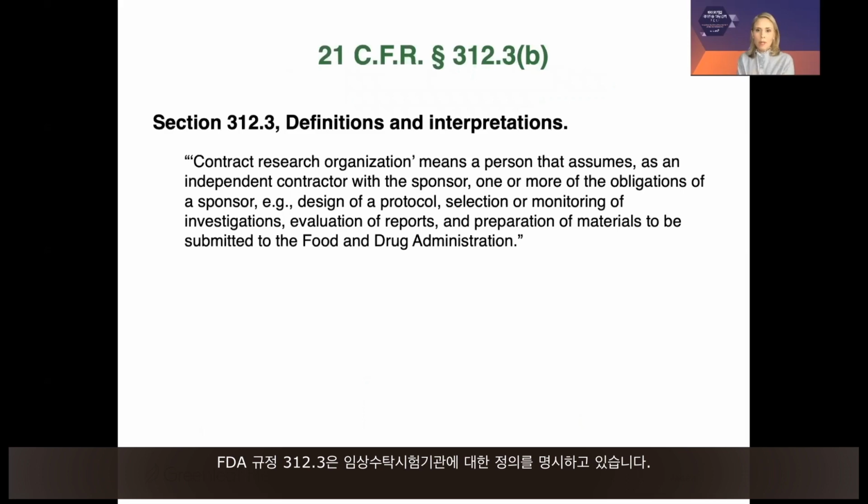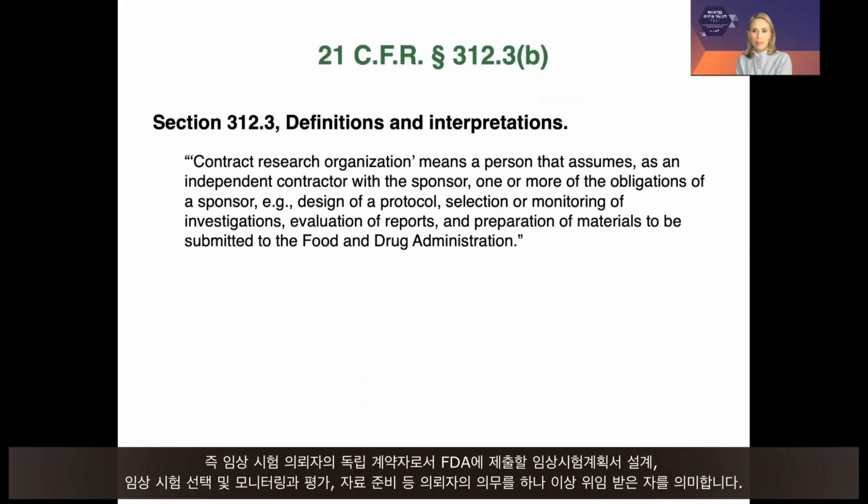For your reference, I wanted to include here the two relevant regulations. This one is 312.3, which includes the definition of contract research organization found in FDA regulations. And it means a person that assumes as an independent contractor with the sponsor one or more of the obligations of a sponsor. That can mean design of a protocol, selection or monitoring of investigations, evaluations of reports, and even preparations of materials to be submitted to the Food and Drug Administration.